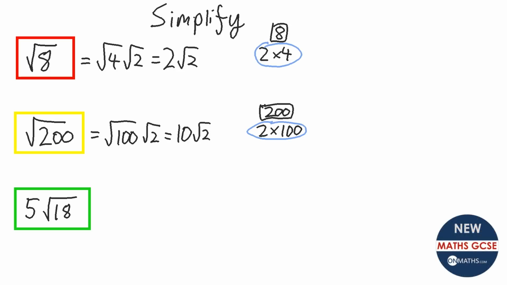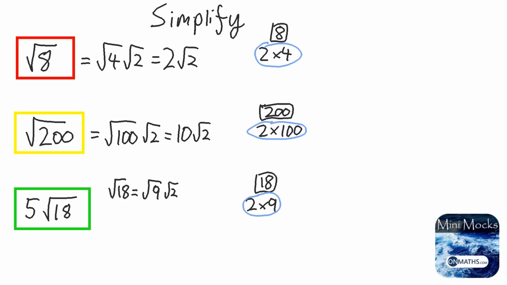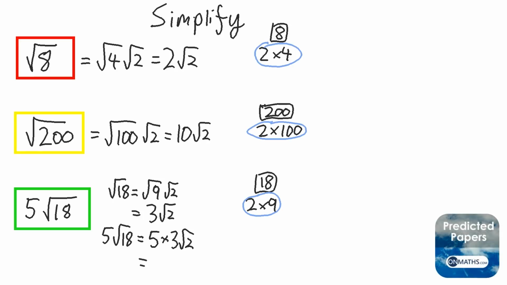The last one, I'm going to ignore the 5 and just look at the 18. And that's 2 times 9, with the 9 being the largest square number. So root 18 is the same as root 9 root 2. Root 9 is 3, so that's the same as 3 root 2. Then we've got to do the 5 times it, so we've ignored the 5 till now. So I'm just going to times the 5 and 3 to make 15 root 2.